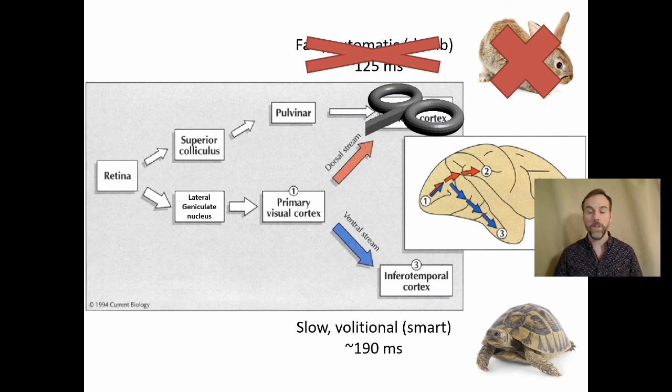So sure enough, this is great evidence that our fast automatic corrections, the hand, are mediated by the dorsal stream and specifically the posterior parietal cortex, because when we stimulate it, we no longer see fast automatic corrections.